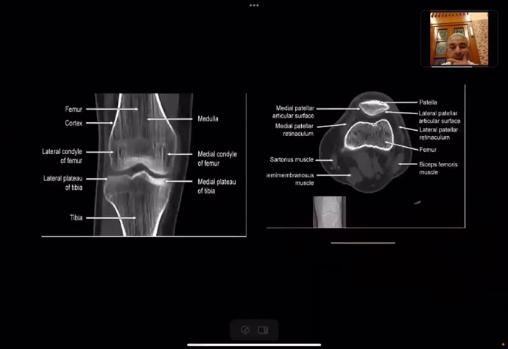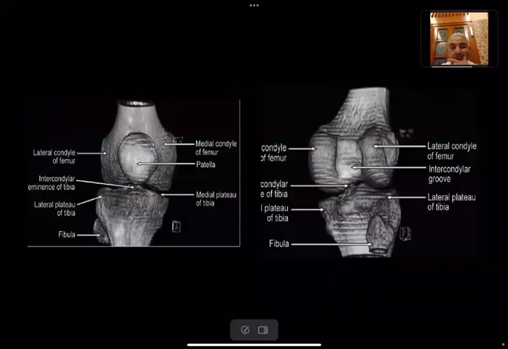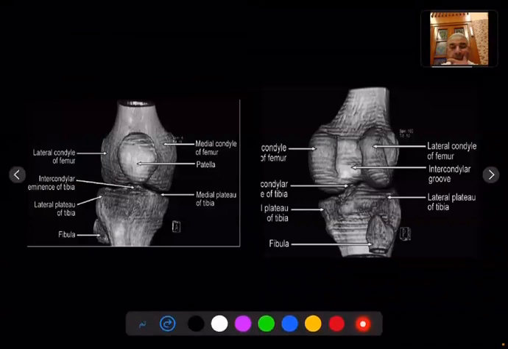This is the coronal tibiofemoral joint, and this is the axial image of the patellofemoral joint. This is a 3D reconstruction CT scan demonstrating the anterior aspect of the knee joint and the posterior aspect of the knee joint. This is the patella, this is the lateral condyle, medial condyle, lateral tibial plateau, intercondylar eminence, and medial tibial plateau, and this is the head of the fibula.